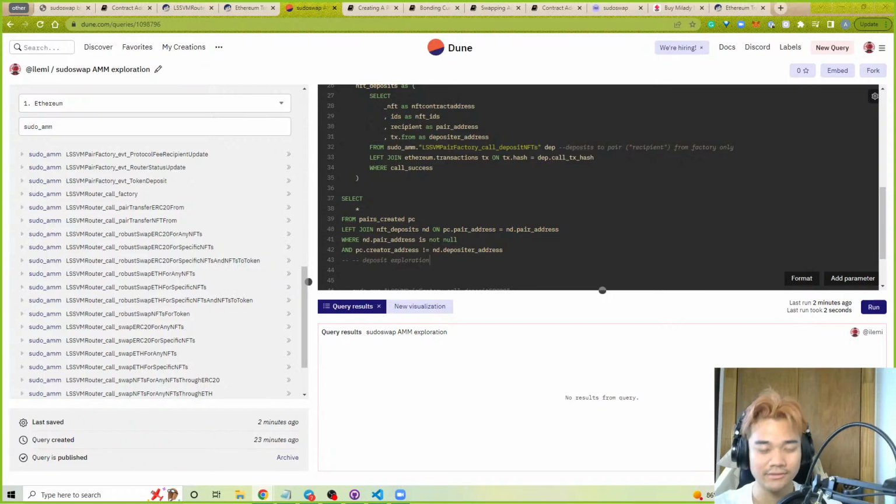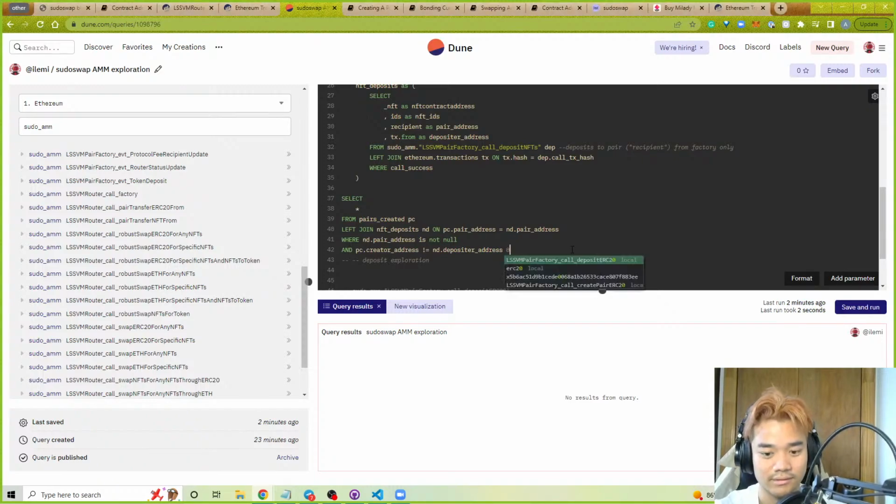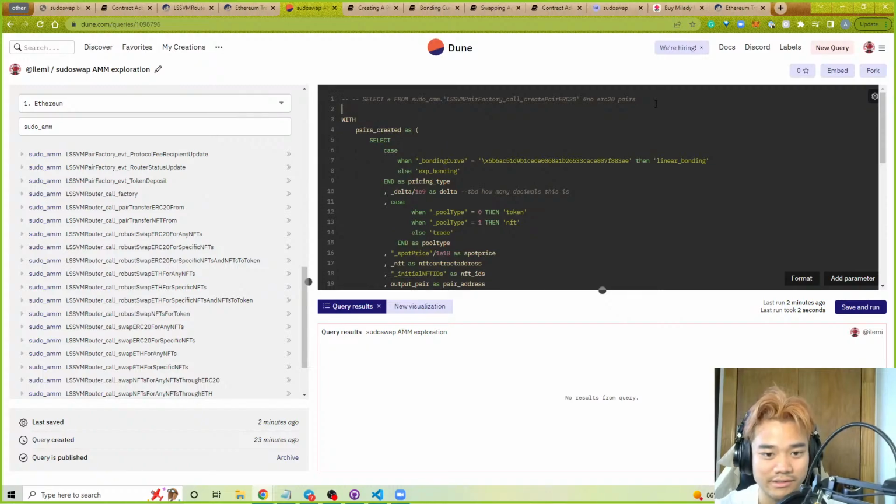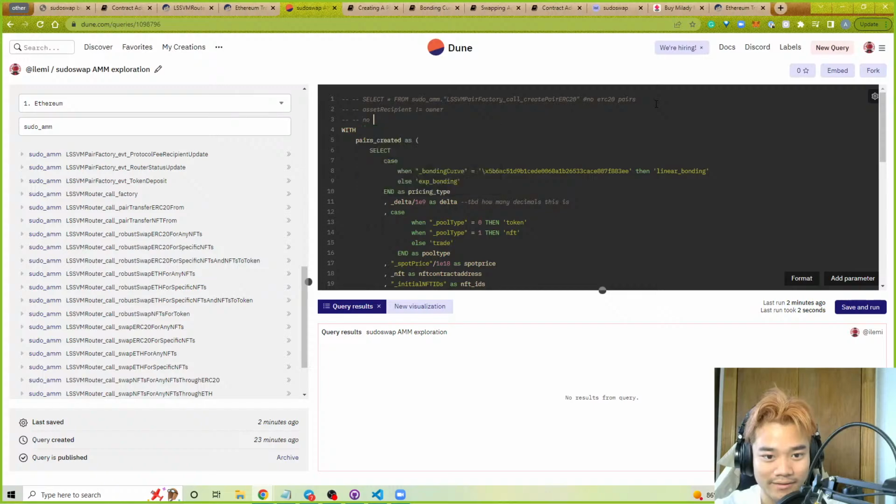Okay, so what have we learned? We've learned that there's no ERC20 pairs. What's important is that asset recipient is not equal to owner. We've learned that no one has deposited NFTs who isn't the owner of the pool, which makes sense since only the owner can withdraw ETH.